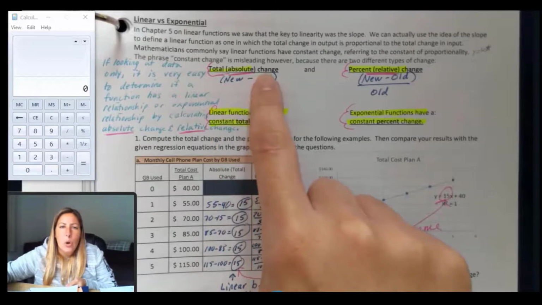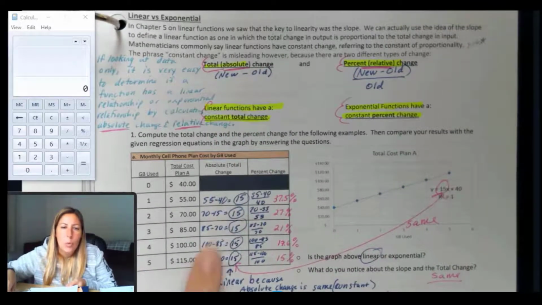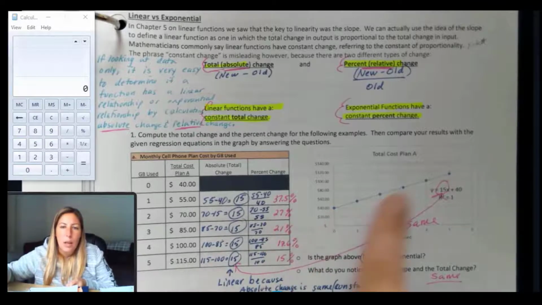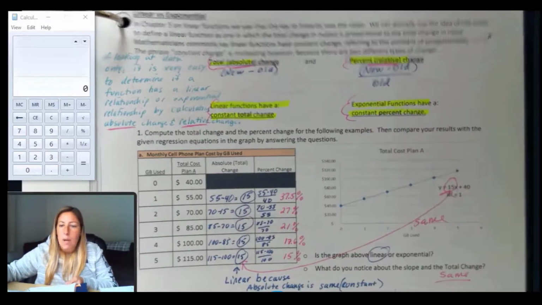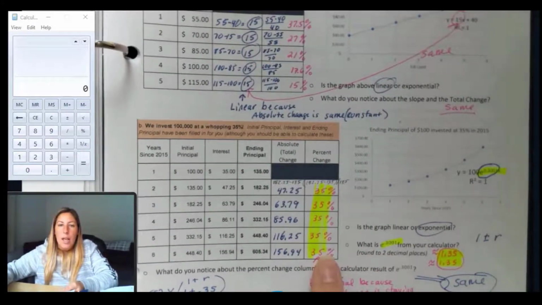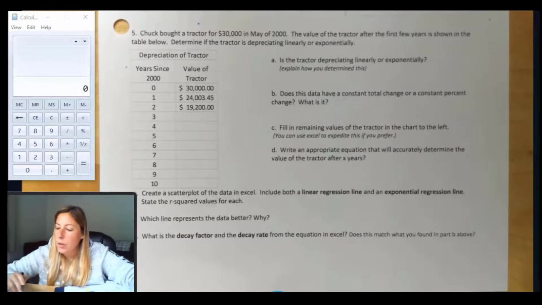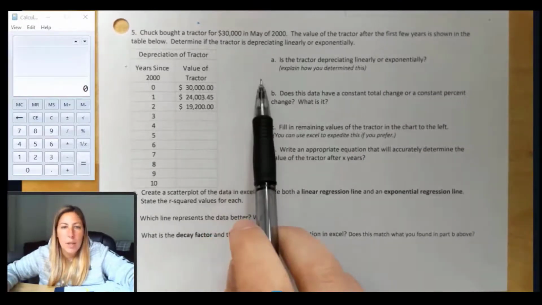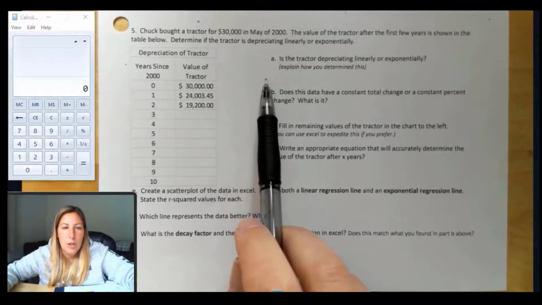Remember, if the total or absolute change is constant, so if the total or absolute change was the same, then we had what? A linear function. If the percent change was the same, as in this example below, then we have a what? Exponential function. So what we're going to do is create 2 extra columns here so that we can calculate the absolute change and the percent change.